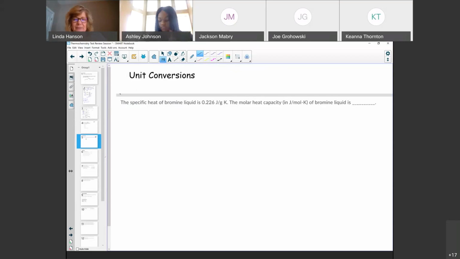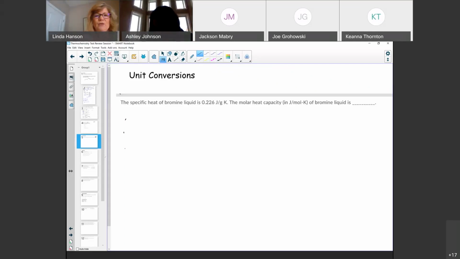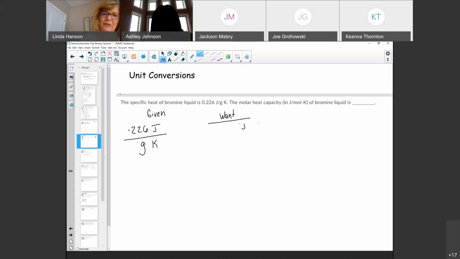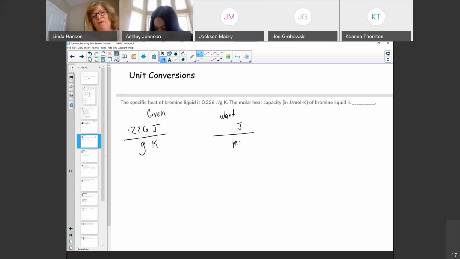Let's read it together. It says, the specific heat of bromine liquid is 0.226 joules per gram Kelvin. Molar heat capacity, which would then be in joules per mole Kelvin, is, and then you would have the list of A, B, C, D, E. So what we really are thinking about is starting with 0.226 joules per gram Kelvin. And really what we want to have for unit is, I didn't mean that, let me erase that. We want a joule and then the line per mole Kelvin.